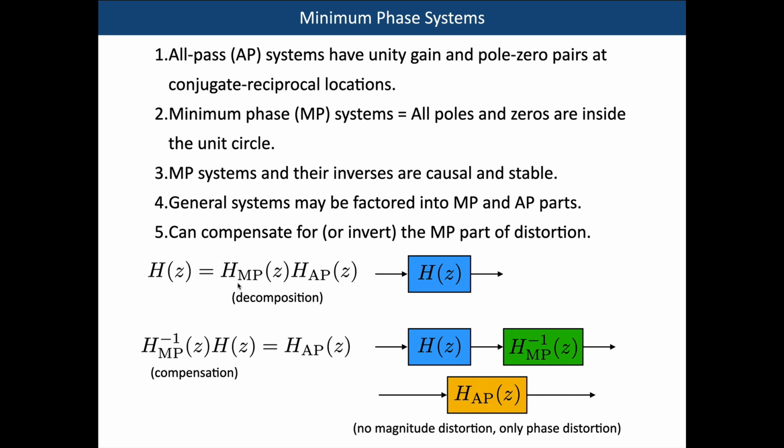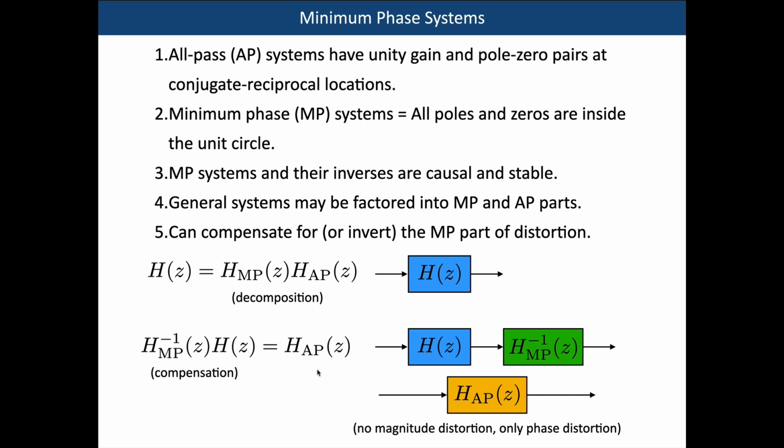We could multiply both sides by the inverse of the minimum phase portion, so that on the left we have a cascade of the original system with a new system that we designed. This is the compensator that's compensating for the non-ideal magnitude distortion of the system.